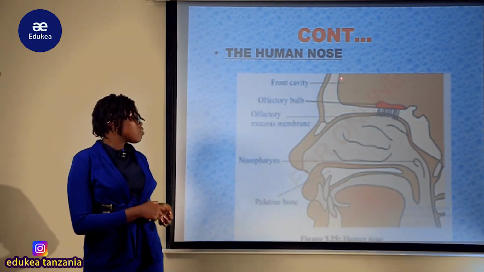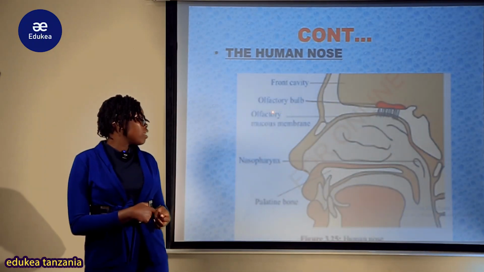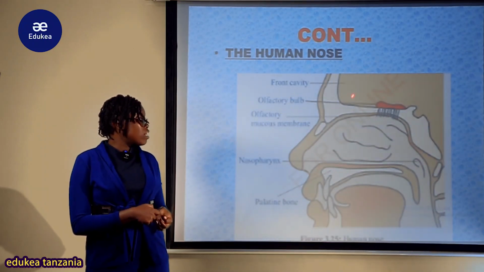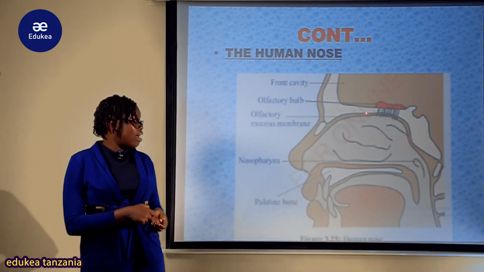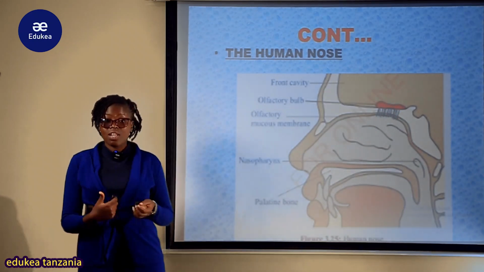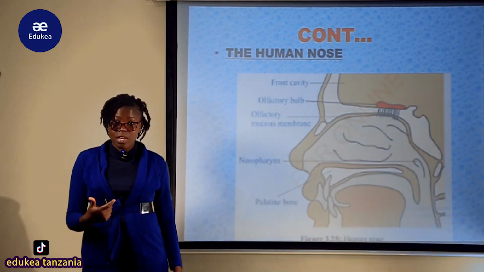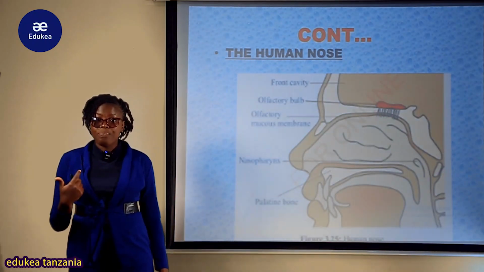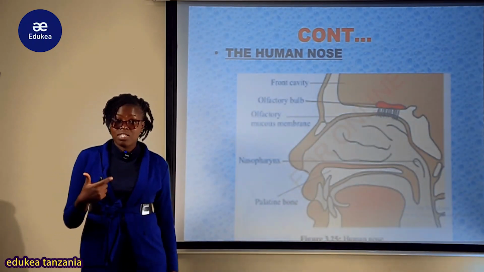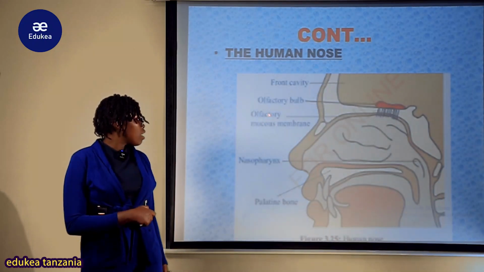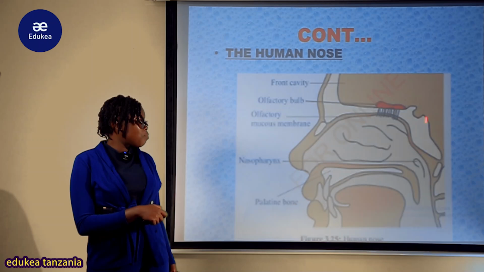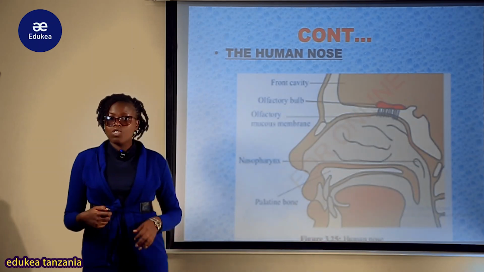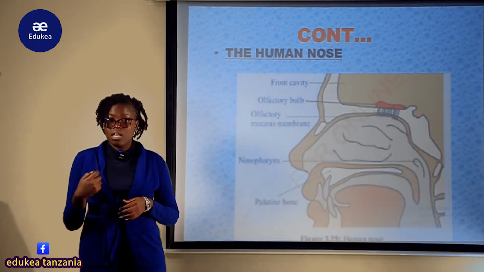So there is this front cavity, where inside there is the olfactory bulb, which is ciliated as you see here, with numerous ciliated sensory cells for detection of the smell of particular chemicals which have been dissolved. There is also this olfactory mucous membrane, whose work is production of the mucus to ensure that the nose is always kept moist.